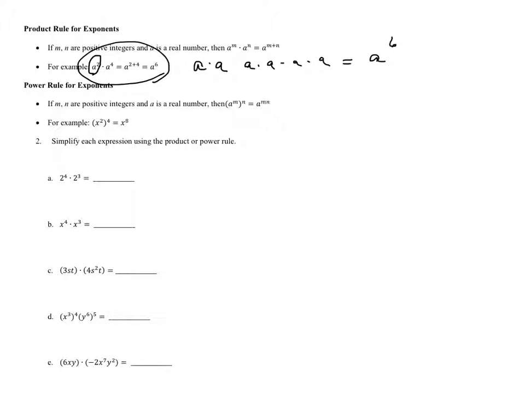Now if I'm looking at a power rule, I have A raised to a power raised to another power. I'm going to multiply those exponents. For example, x to the 2nd raised to the 4th would be x to the 8th. Think about it this way. X to the 2nd raised to the 4th really means x to the 2nd times x to the 2nd times x to the 2nd times x to the 2nd. And I add my exponents, I'll get x to the 8th.